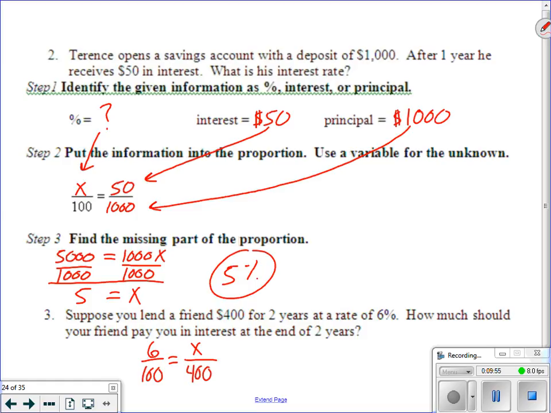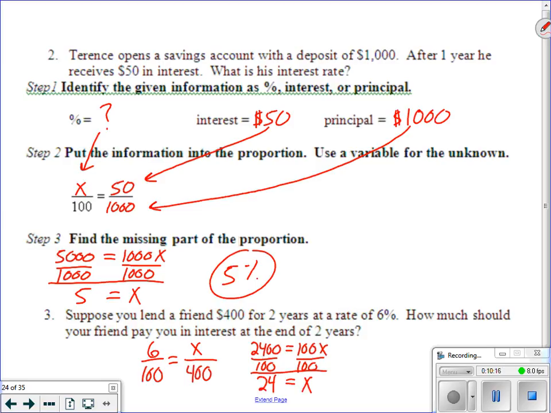Okay? If I cross multiply here, 6 times 400 is 2,400. And 100 times x is 100x. So I divide by 100, and 2400 divided by 100 is 24. So that's what x equals.